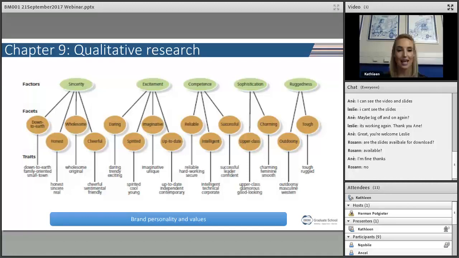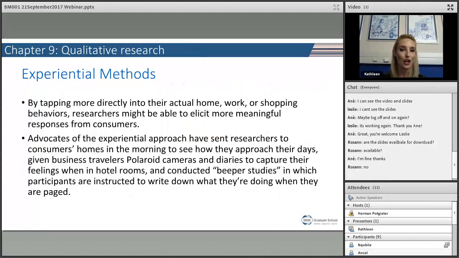So you would say to them, when you think of this brand, do you think that this brand is sincere? In other words, do you think this brand is down to earth? Do you think this brand is honest? Do you think this brand is wholesome? Do you think this brand is cheerful? And by identifying which personality traits are related to the brand, it enables you again to understand a little bit deeper how your target market or your respondent view your particular brand.